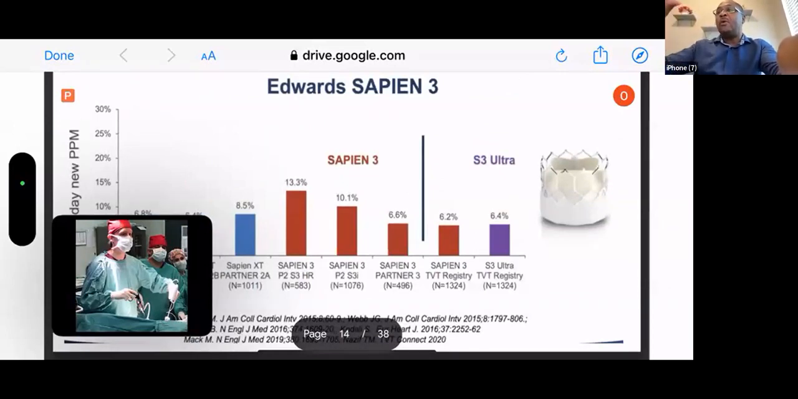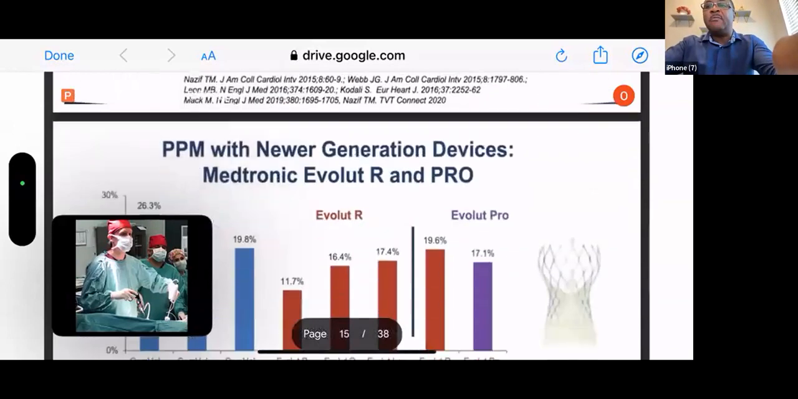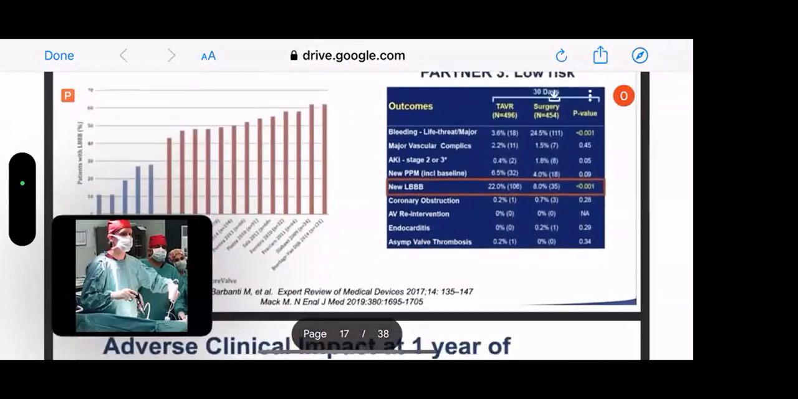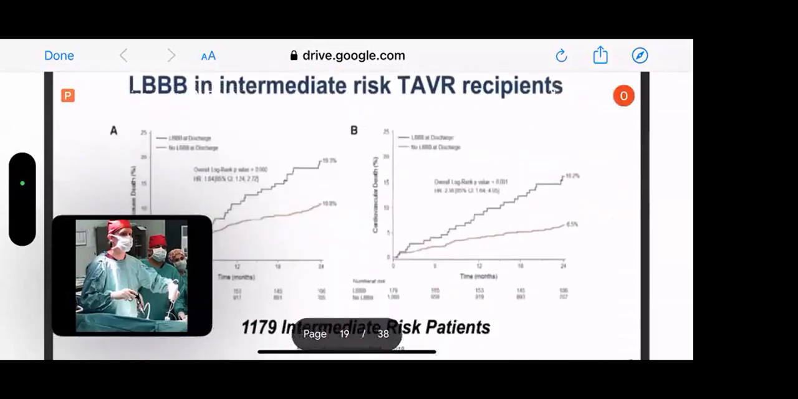So the Edwards valve is short. So usually when you put it, it just stays up there. It doesn't get down to the membranous septum. But the CoreValve, because of the length, usually a lot of them press on that membranous septum, and that is why. Does that answer the question? Yeah, I think it does, yeah. Okay, all right. Thank you.